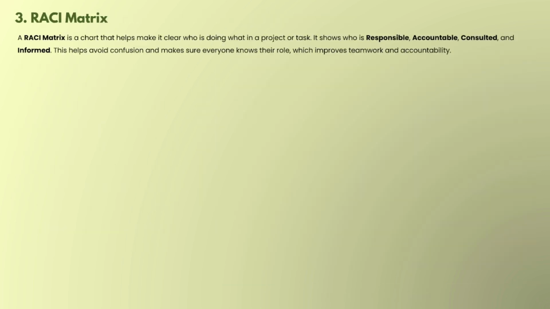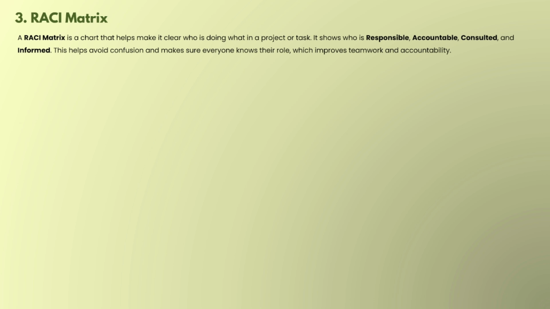Well, the RACI matrix is not another method of stakeholder analysis. This is the most popular way to understand and manage your stakeholders. A RACI matrix is a chart that helps make it clear who is doing what in a project or task. It shows who is responsible, accountable, consulted, and informed. This helps avoid confusion and makes sure everyone knows their role, which improves teamwork and accountability.